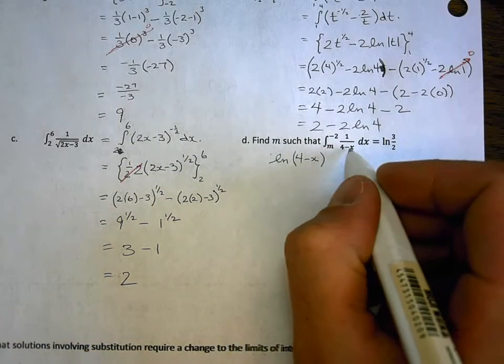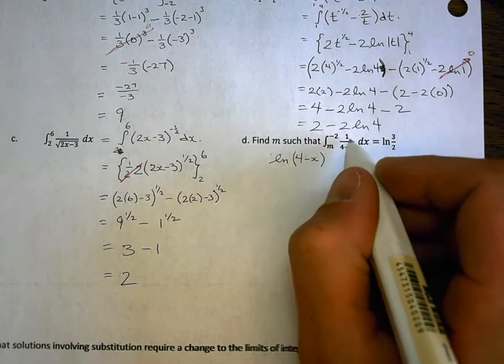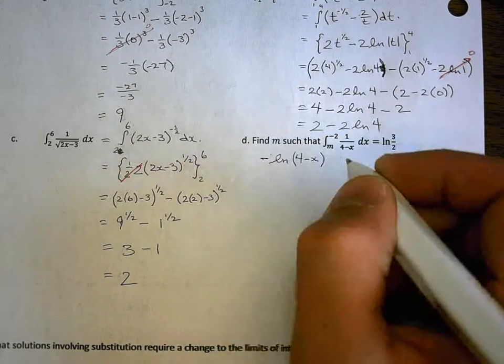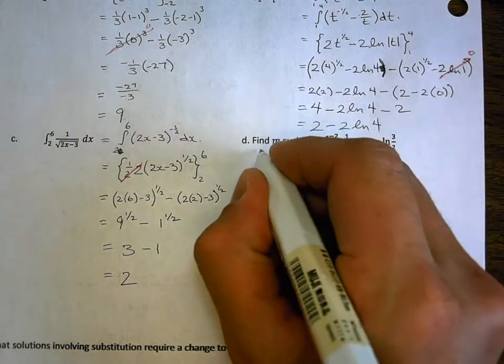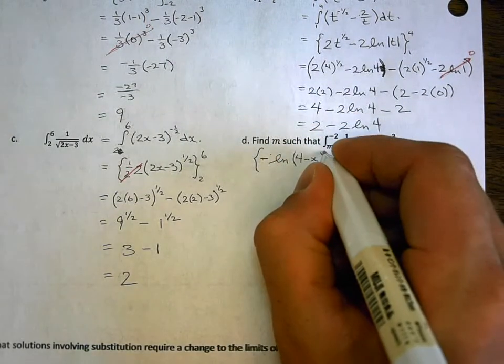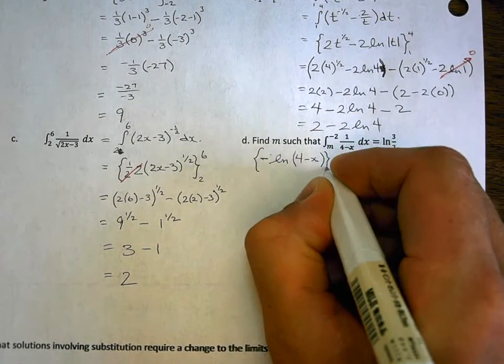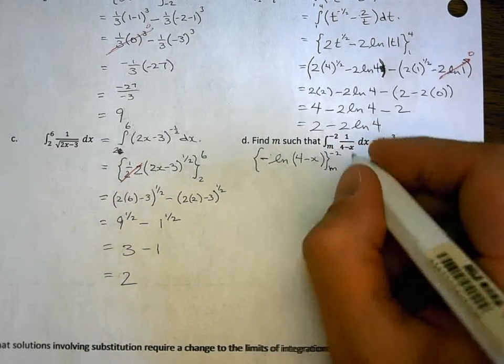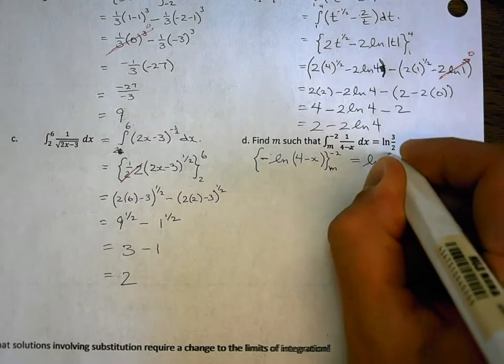And then you have to consider that there would be a change. This is a function within a function. What's the derivative of this? -1. So I actually need an extra negative out in front. And there are my bounds. And I know this whole thing, they've already told me, is going to be ln 3 over 2.